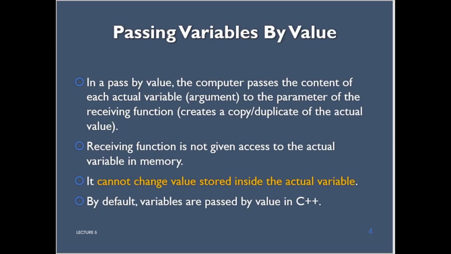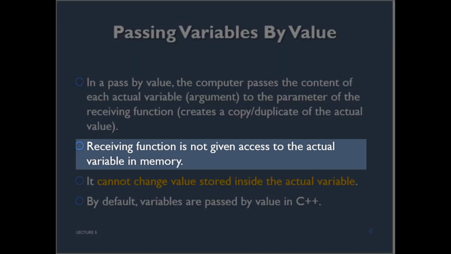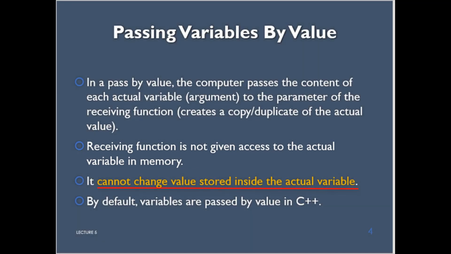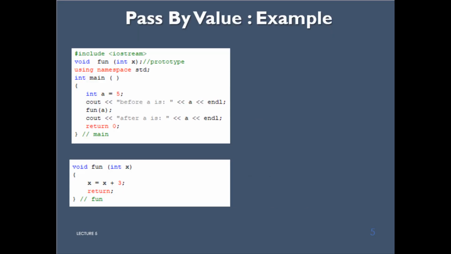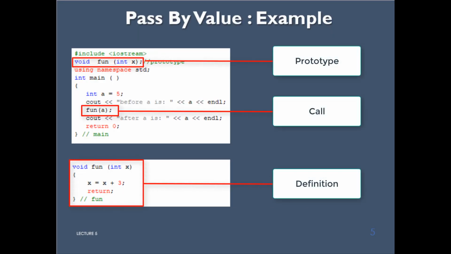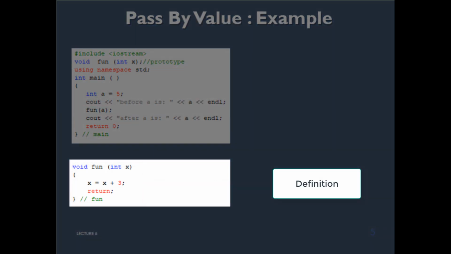reference. When we do pass by value, the receiving function or the function definition does not have access to the actual arguments in the function call. In other words, it cannot really change the value of the actual variables. This is an example of a program that uses pass by value. So we have a function named find here. If we look at the function definition, function find would change the value of its formal parameter x.